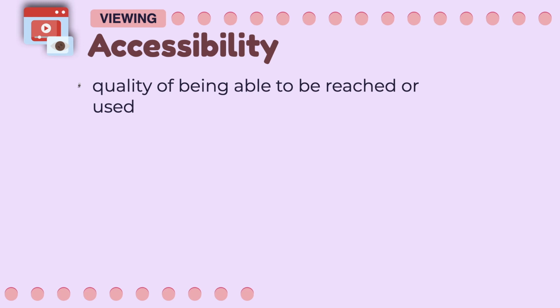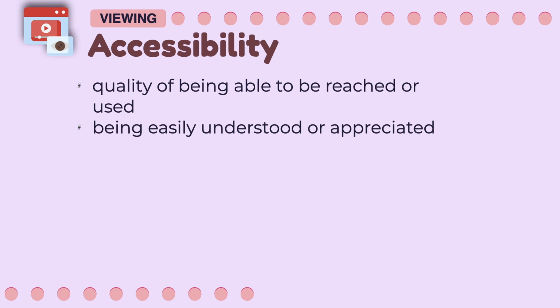There are different ways on how to check information. The first way is to check its accessibility. Accessibility is the quality of being able to be reached or used. It is being easily understood or appreciated. To check the accessibility of the material viewed and the information, check on the following parameters.